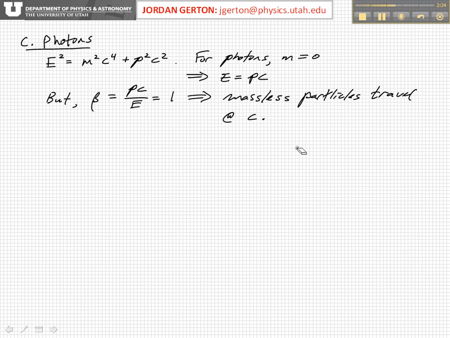Photons are particles of light, and this is one of the tenets of relativity, that they travel at the speed of light c. But this says that any massless particle travels at the speed of light.